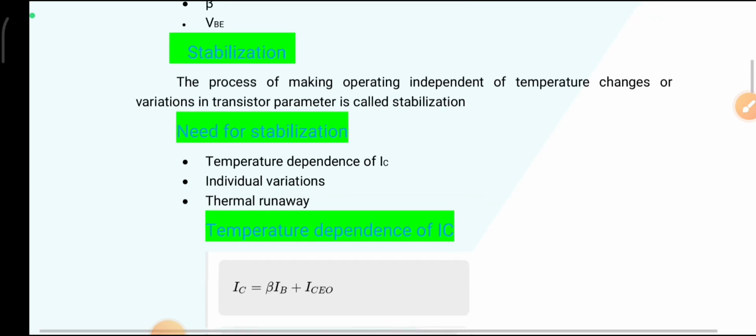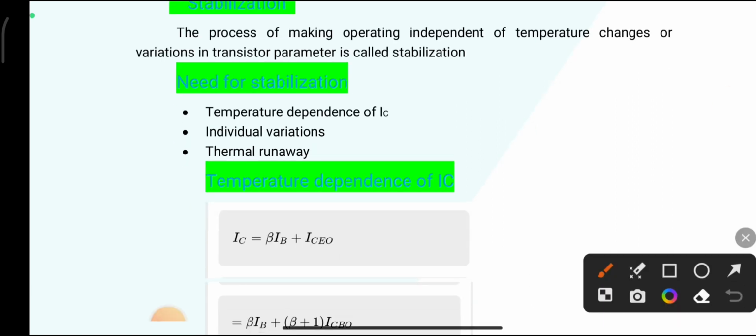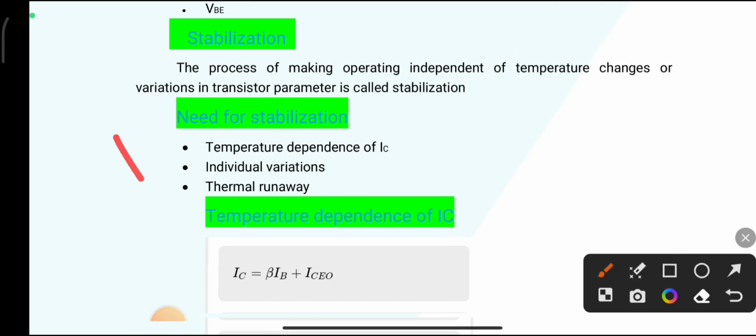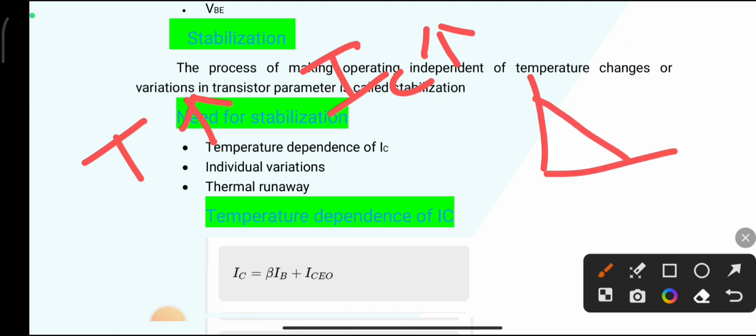Next, the need for stabilization. First, the temperature dependence of IC. When the temperature increases, IC increases. When IC increases, the Q point is shifted from the active region to the saturation region. So that's why we need stabilization.